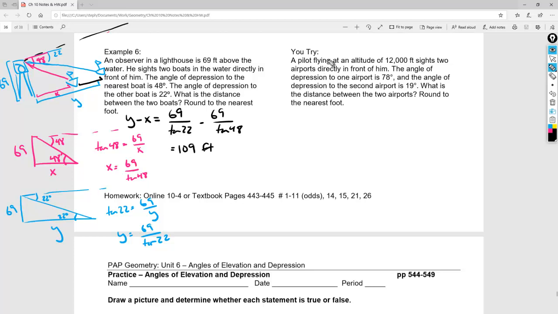Next example is very similar to the one we just did, so what I'd like you to do is pause the video, use what we just did in example 6 to try to solve this problem as well. So go ahead and pause the video and give it a shot.